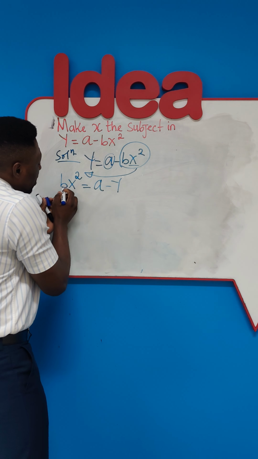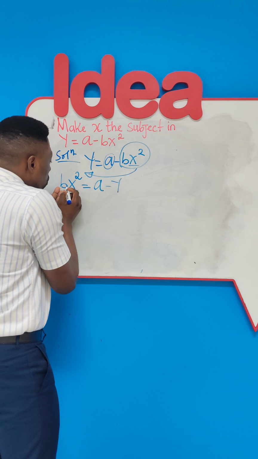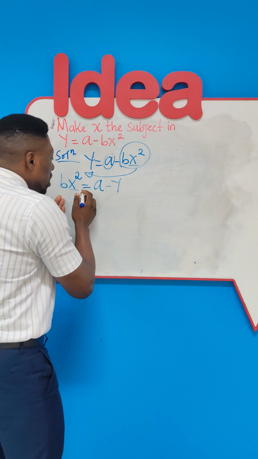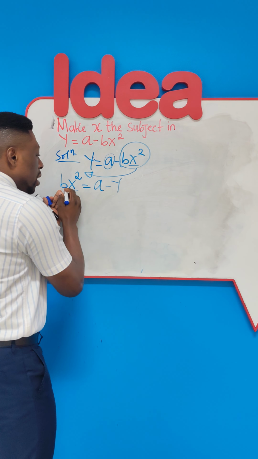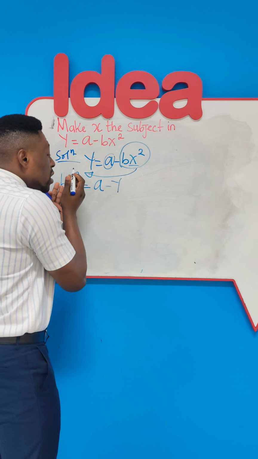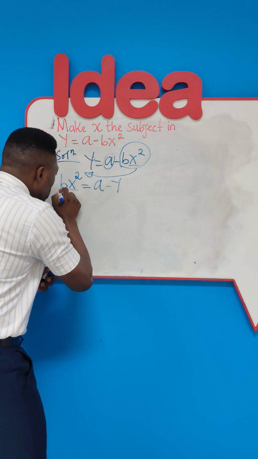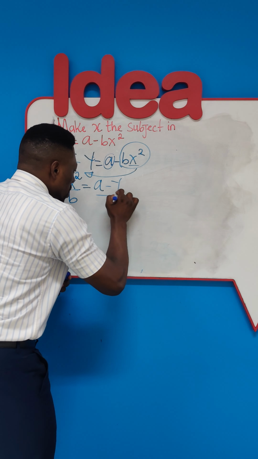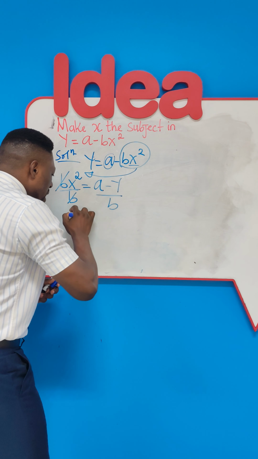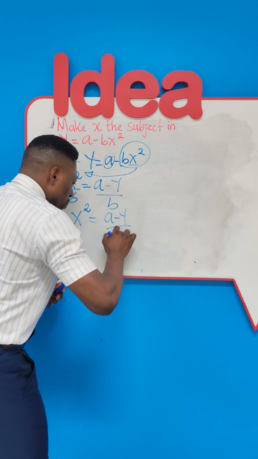At this point, there is a certain b which is still attached to x squared here, which we need to deal with. This b is attached by multiplication, so to eliminate it, we will divide both sides by b. Why both sides? Because of this equality sign here. Whatever we do on the left, we do on the right. So I will divide both sides by b. b takes care of b, and we are left only with x squared, which will be equal to a minus y all over b.